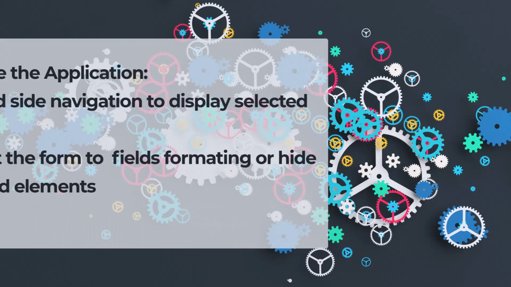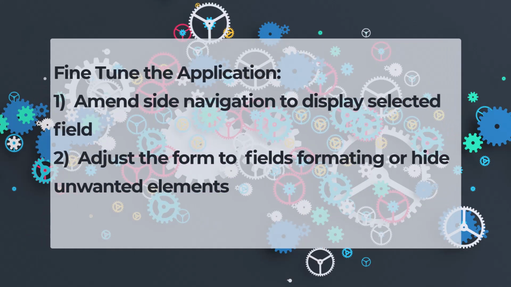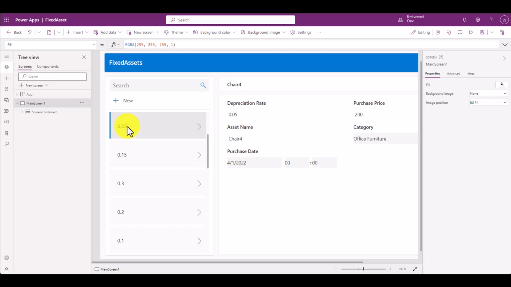As a next step, we're going to fine-tune the application that's been generated. Normally, after the application has been generated, we can't just use it as it is. We need to fine tune it. In this case, we're going to amend the site navigation to surface the right fields to be displayed. Then we're going to adjust it further by changing the form itself, arranging the fields and hiding certain elements on the form that we do not want. So let's go ahead and do that.